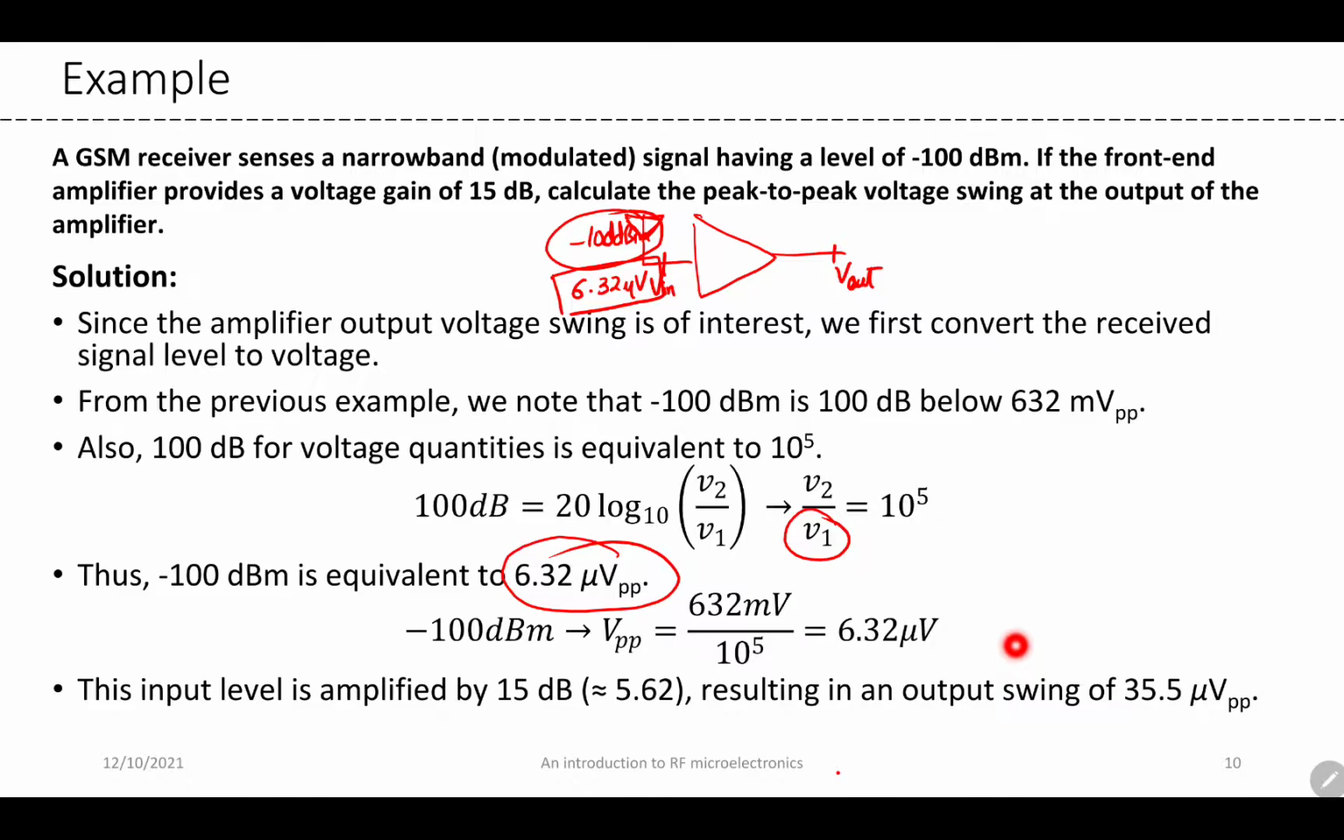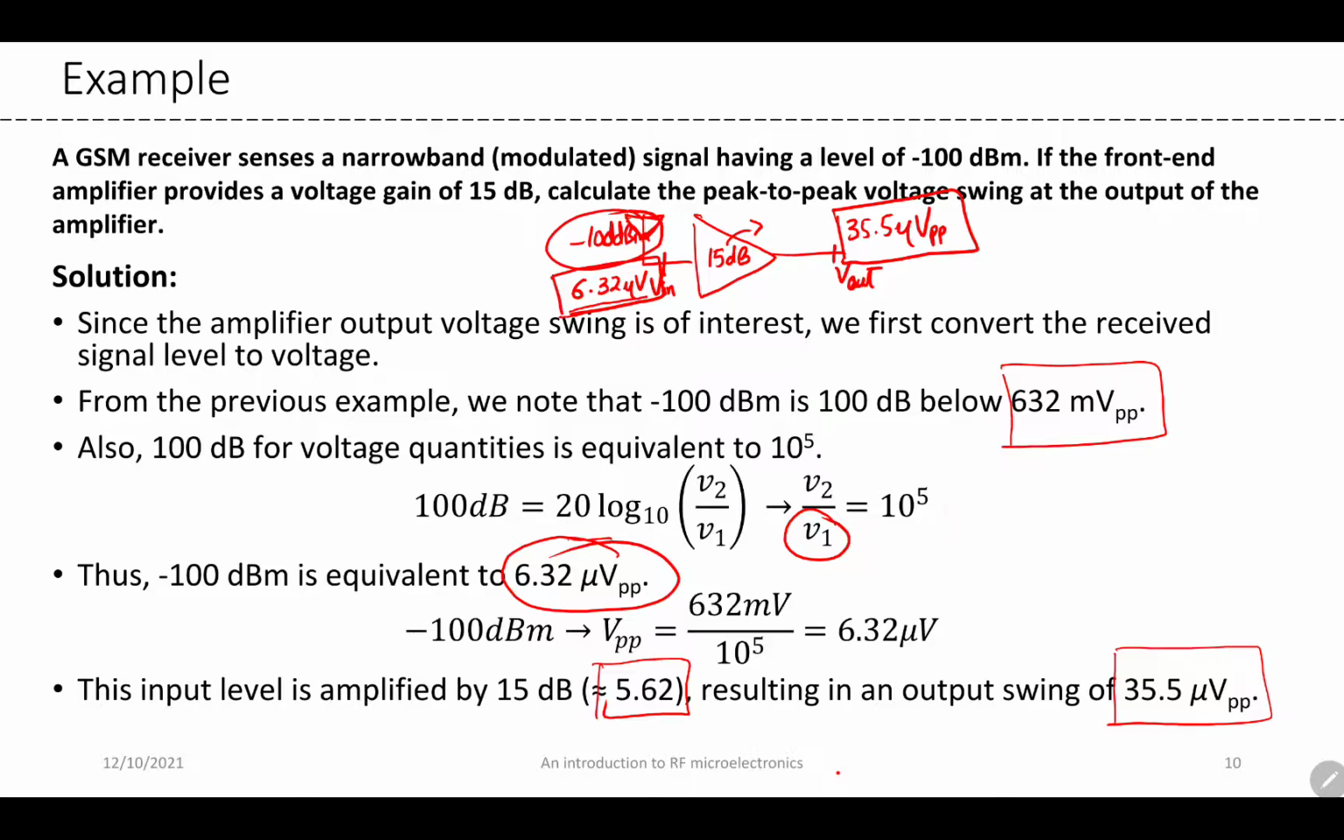So just by remembering this number, this 632 millivolts, you can do some simple calculations and you can arrive at different voltage levels. So 6.32 microvolts at the input, and then the gain is 15 dB. If you convert this again to absolute values, it comes out to be 5.62. So you can simply multiply these numbers, 6.32 microvolts times 5.62. So the output comes out to be 35.5 microvolts peak to peak. So you can use this number to simplify some calculations if you want.